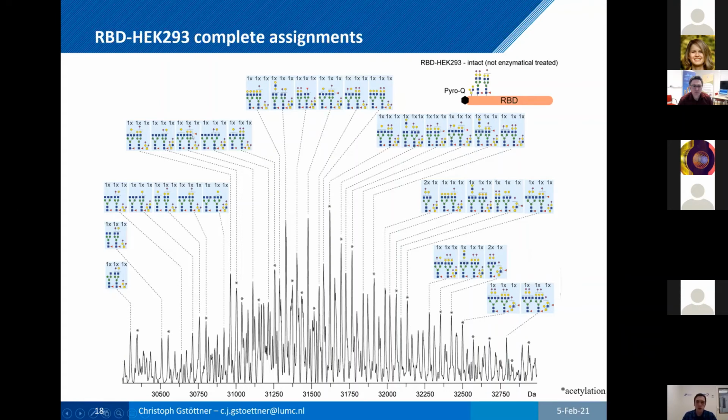And as I said already, here we have some antenna fucosylated glycans, which we could not see in the CHO cell produced sample. And another difference is that we have very heavily sialylated glycans. And also we can see that we normally do not have this large antenna or this high antennarity, and also no LacNAc repeats in the HEK produced sample.